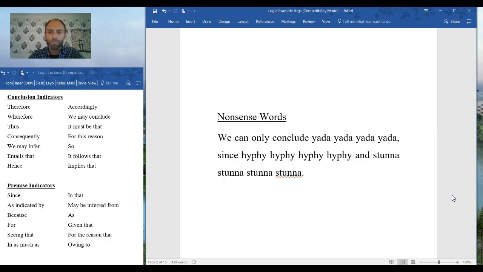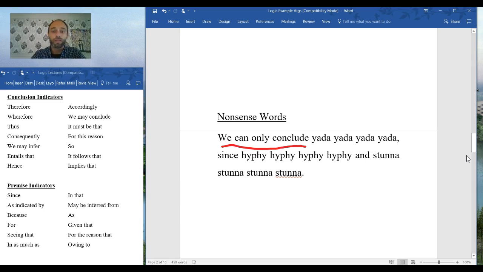So this argument says, we can only conclude yada, yada, yada, yada, since hyphy, hyphy, hyphy, hyphy, and stunna, stunna, stunna, stunna. Now, we have no idea what those words mean, except for we do have some indicator words. So let's look at those indicator words. We can only conclude is the first phrase we get, and we look to see we may conclude is a conclusion indicator.